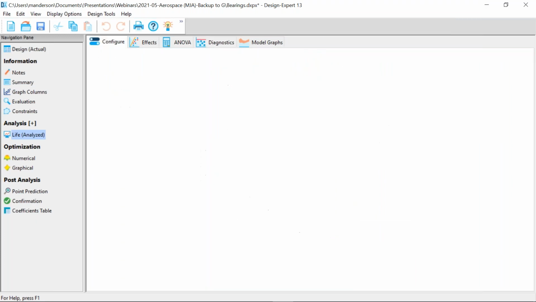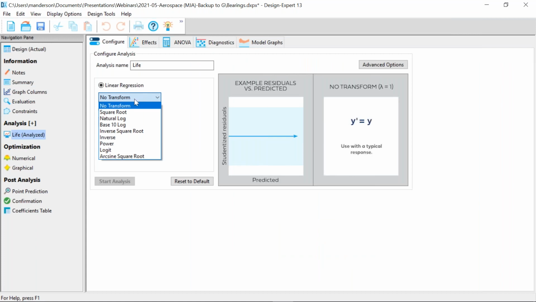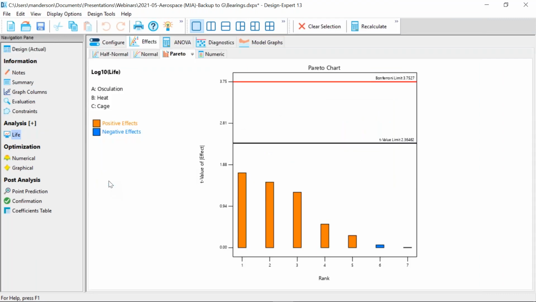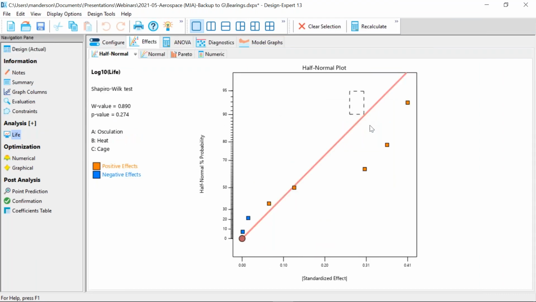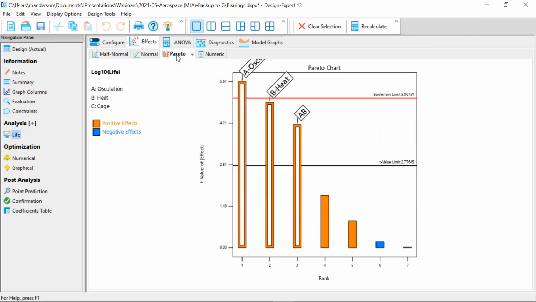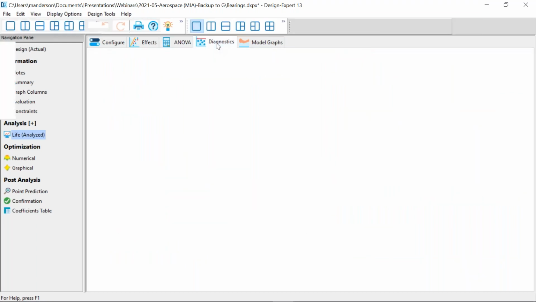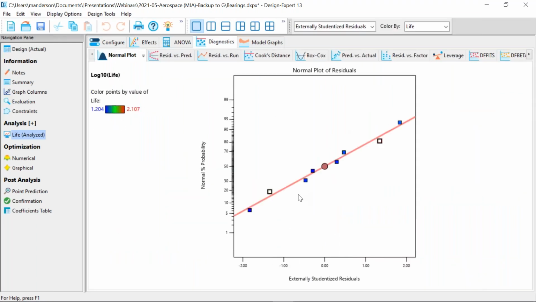So seeing that, if you go back and the program provides this transformation, you could either do natural or base 10. I'll do the base 10 log. When you do that, it turns out that you get a cleaner separation in the half normal plot. You get higher bars on this Pareto chart and lower p-values and higher r-squareds. And then the diagnostics that we see turn out to be far more normal than they were before. So that's one of the keys to analyzing this data, is taking the log transformation.